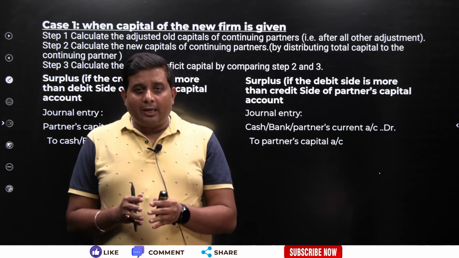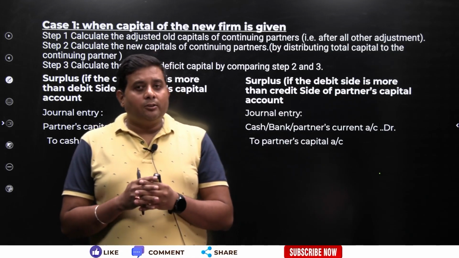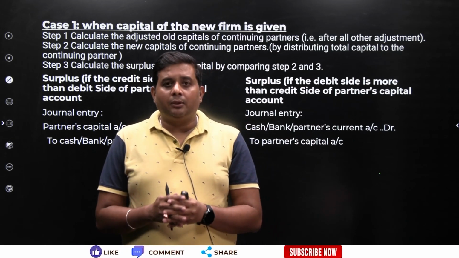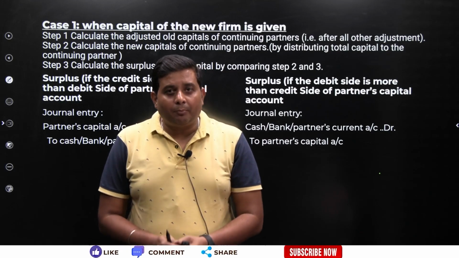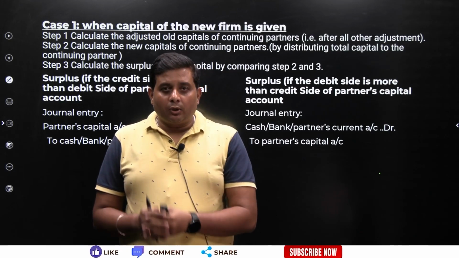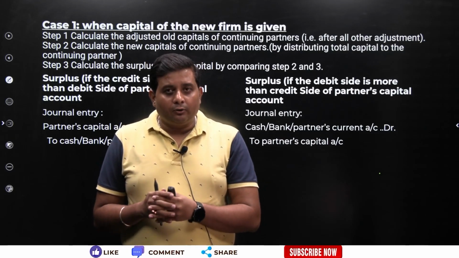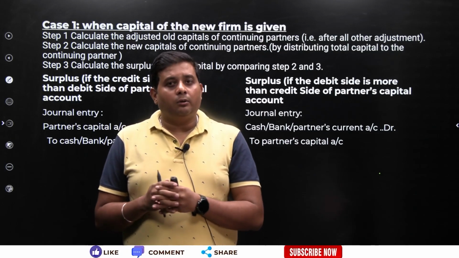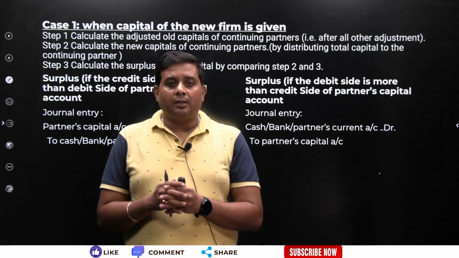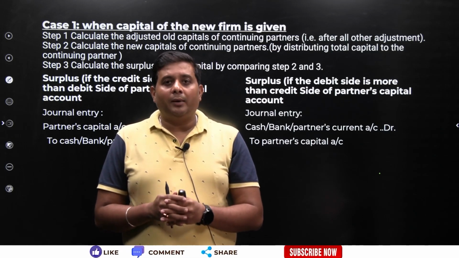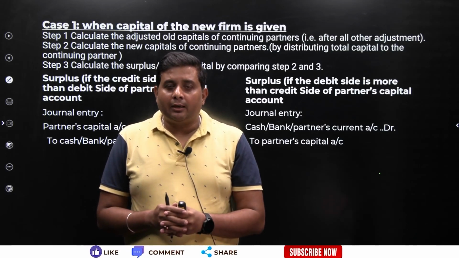So if the adjusted capital is more than the required capital. When I say adjusted capital, or available capital, it means the credit side of your partner's capital account. If the sum total of the credit side of the partner's capital account, represented by available capital, is more than the sum total of the debit side, represented by your required capital, it means the surplus amount has to be withdrawn by the partners. That surplus amount has to be paid by the firm to that concerned partner.